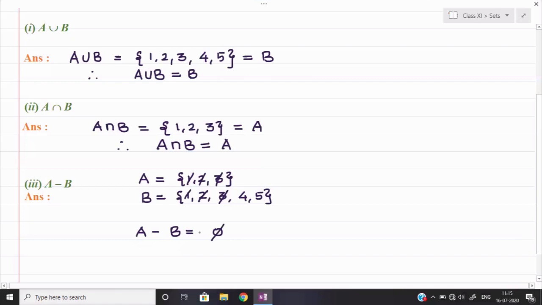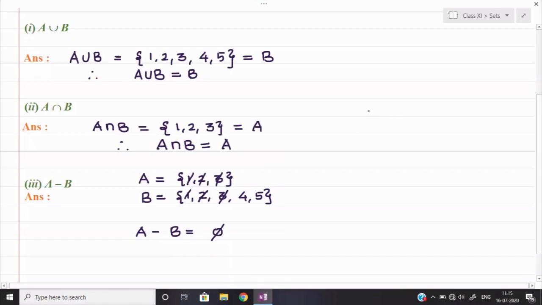However, B minus A will not have the same result, because in B the remaining is 4, 5. So B minus A is equal to {4, 5} if they ask, but they are asking A minus B only. Now see how we can generalize this concept.